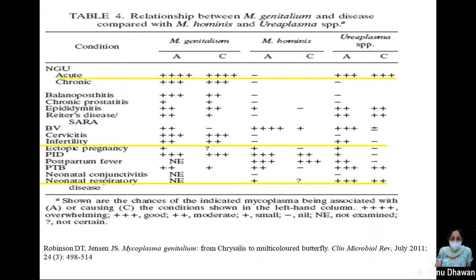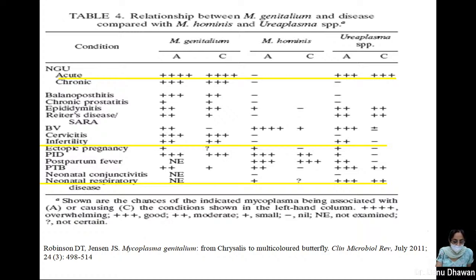Now in women, we can see that M. hominis, Ureaplasma, and M. genitalium have an association with bacterial vaginosis. M. genitalium is strongly a cause of cervicitis and then infertility. Because once infection occurs, there is inflammation and then scarring of the tubes, which is a sequela of infection with these agents, that is infertility in women. That is why, especially in women, it is important to screen and treat before serious sequelae of infertility develop.